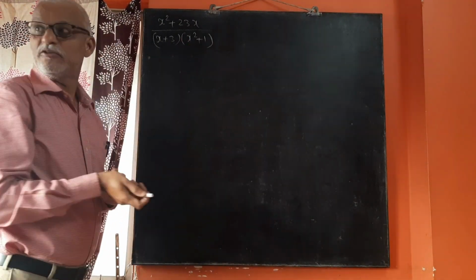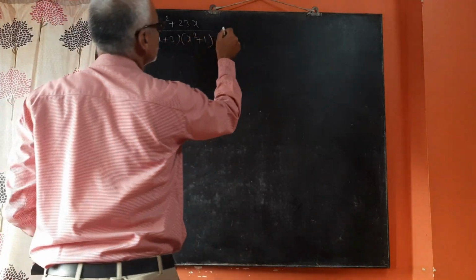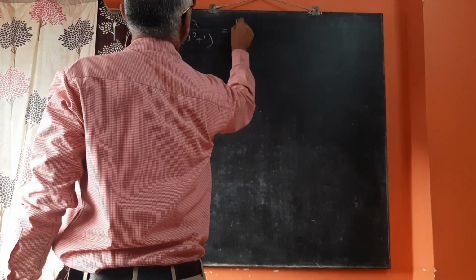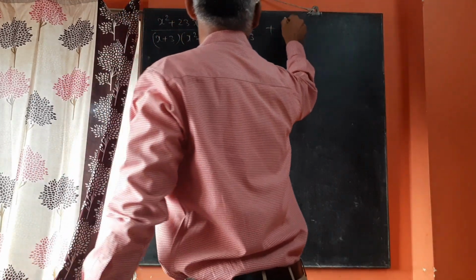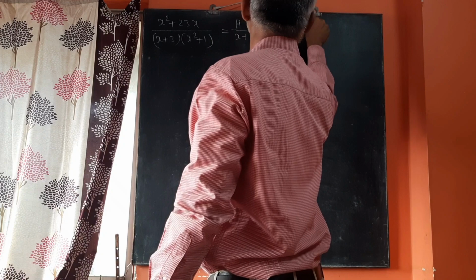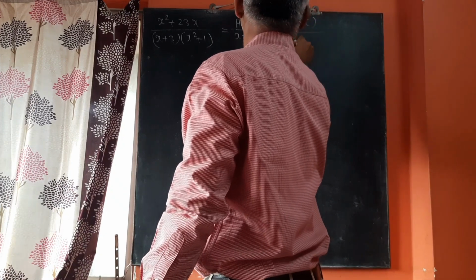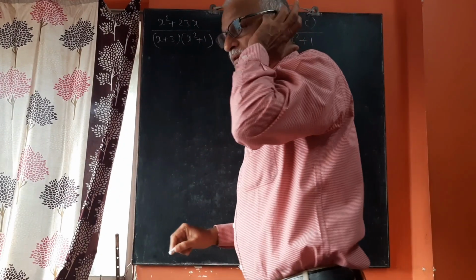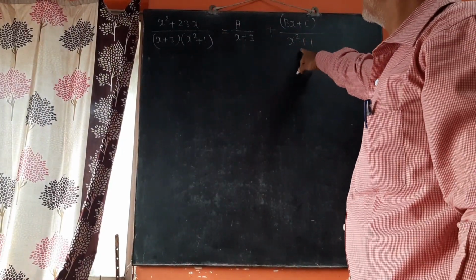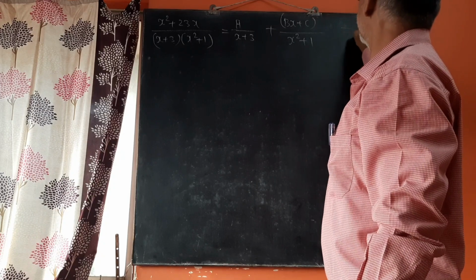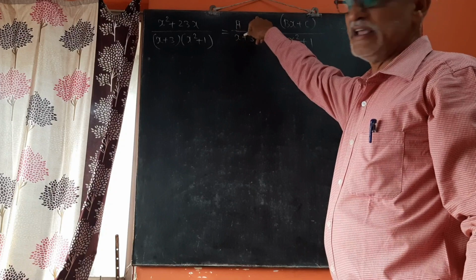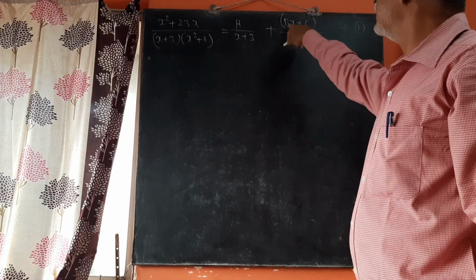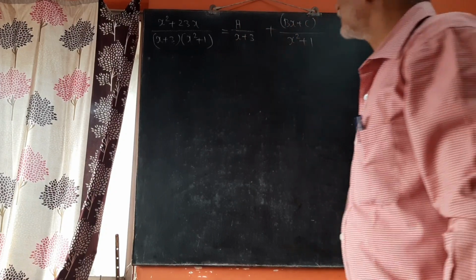We have to solve this problem according to the third case, and the third case is: this equals A upon x plus 3 plus (bx plus c) upon x square plus 1. Let us say this is equation number 1. For the linear factor there is a constant A. For the quadratic equation there is a linear factor bx plus c in the numerator.